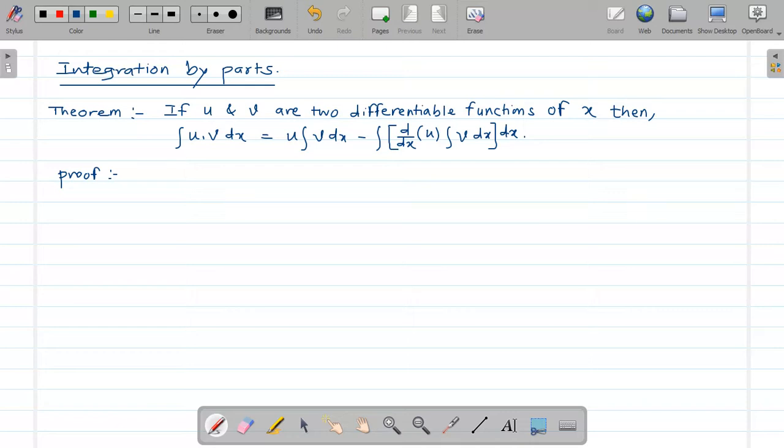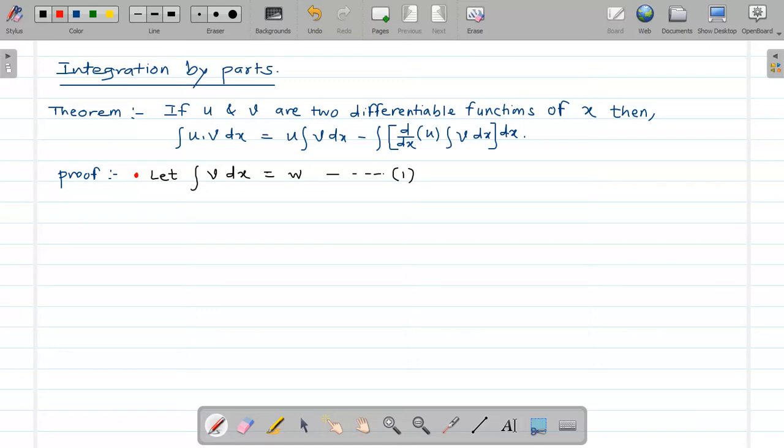We will solve some examples related to this rule, but before that we will prove this theorem. So let us see the proof. For that, the first step that we require to remember is that we have to consider the integration of v dx. Let us consider the integration of v dx is equal to w. Say this is equation number 1. This is a very important step that you have to remember here.